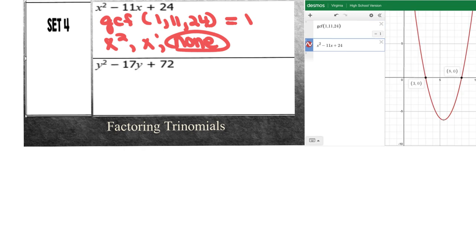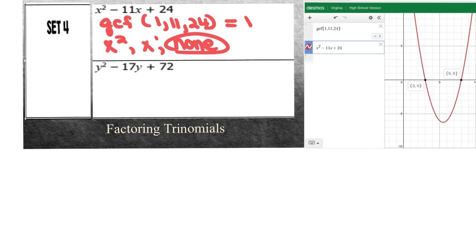Right, our next example also has a minus in it. We are finding the GCF on Desmos of 1, 11, 24, and that is equal to 1. We are looking at the variables x squared, x to the first, and none. Therefore, there are no x's in the GCF. So I'm going to type my problem.